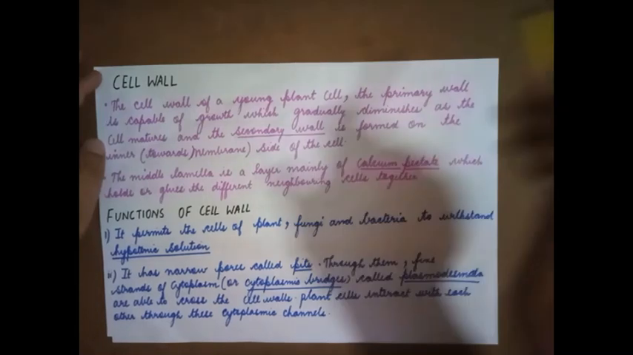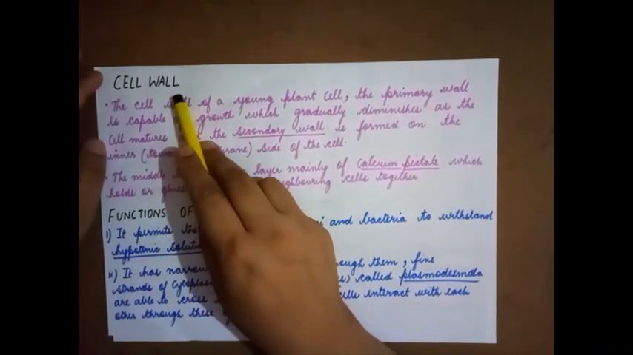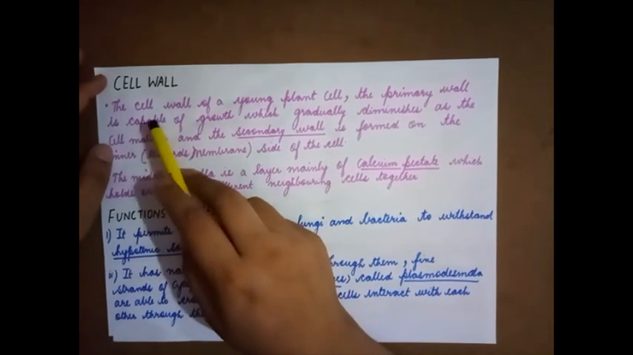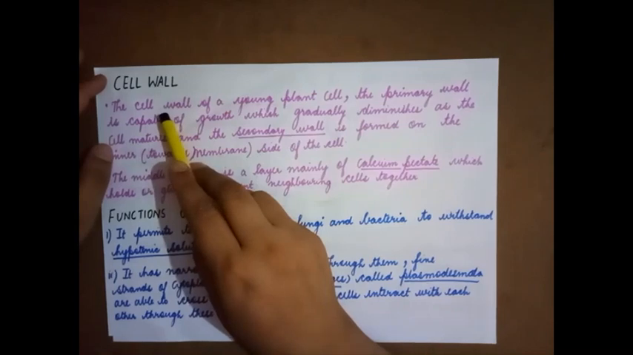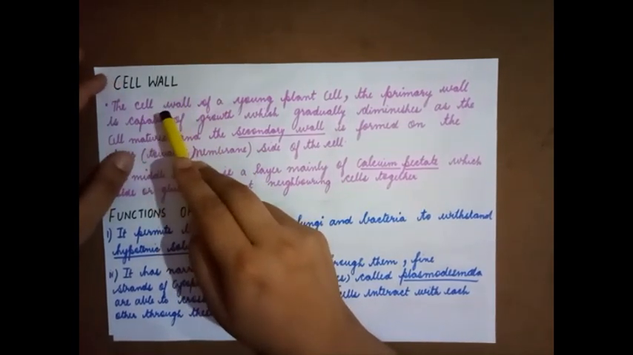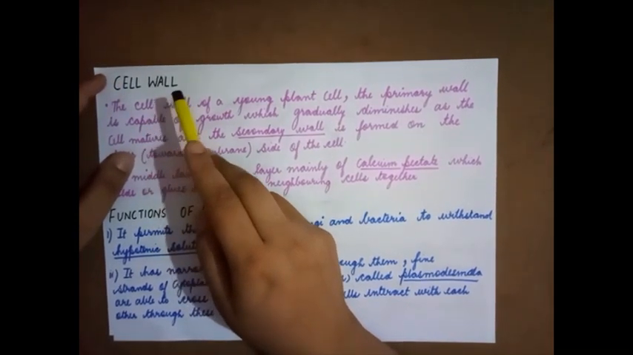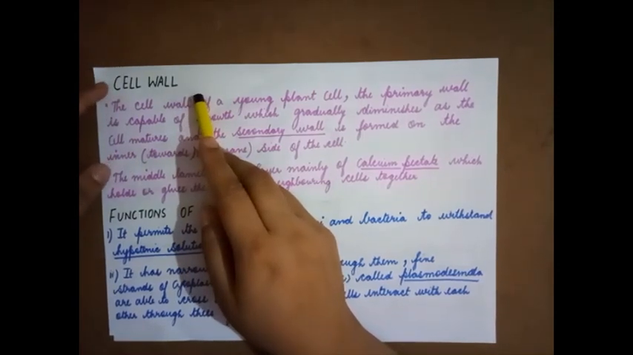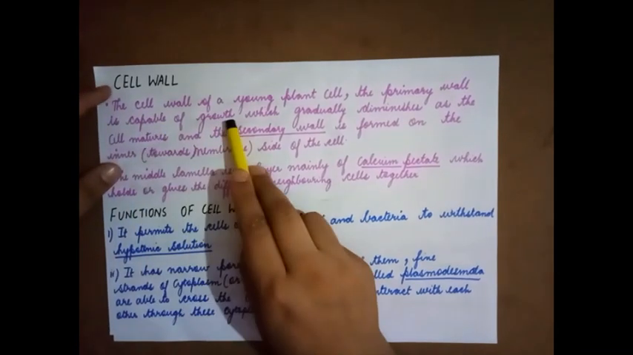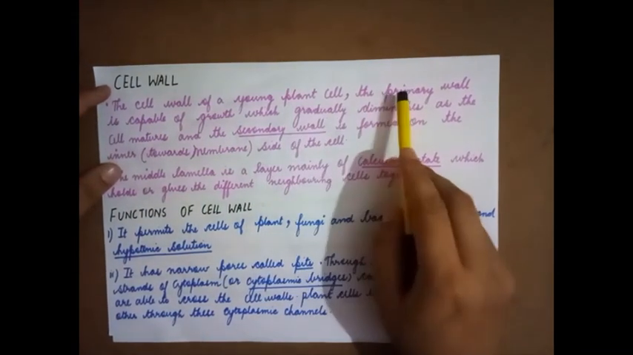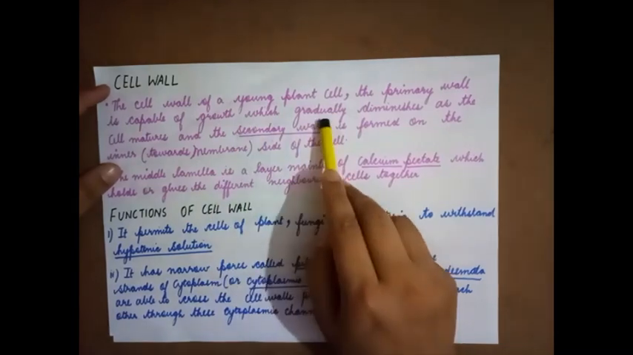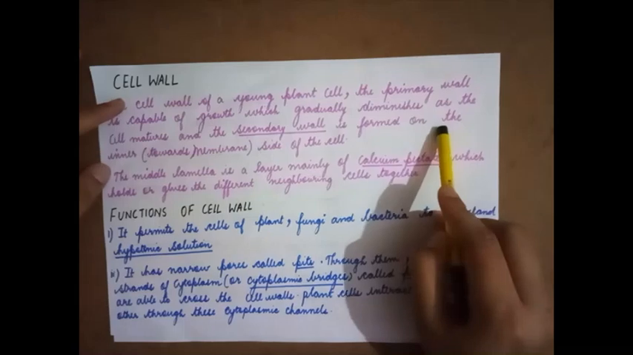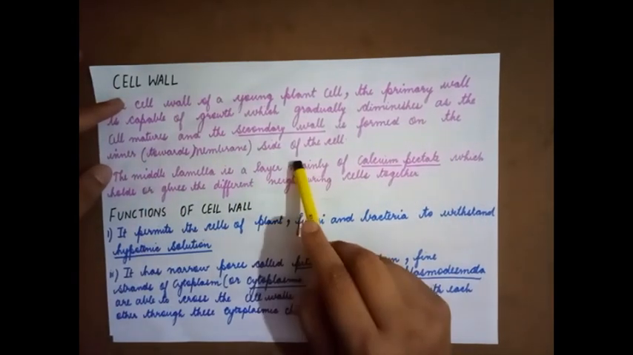Good morning, students. Today we will continue with respect to the cell wall. In the previous class, I gave you a small introduction, and in that introduction, I had told you the cell wall is made up of cellulose in case of plants, as well as it is permeable in nature. The cell wall of a young plant cell, the primary wall, is capable of growth, which gradually diminishes as the cell matures and the secondary wall is formed on the inner side of the cell.